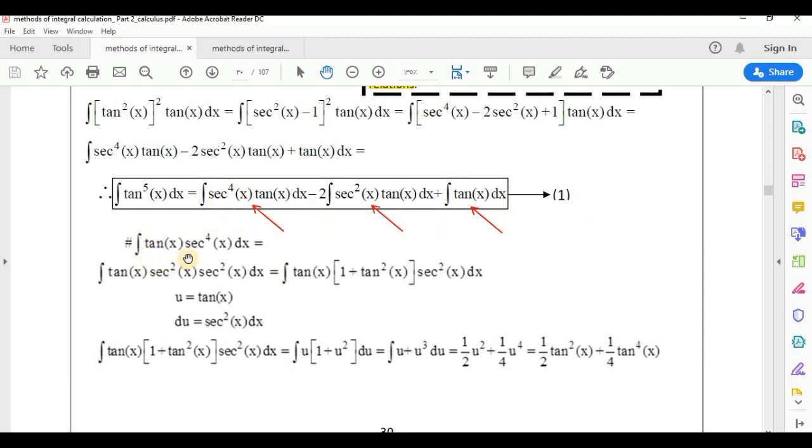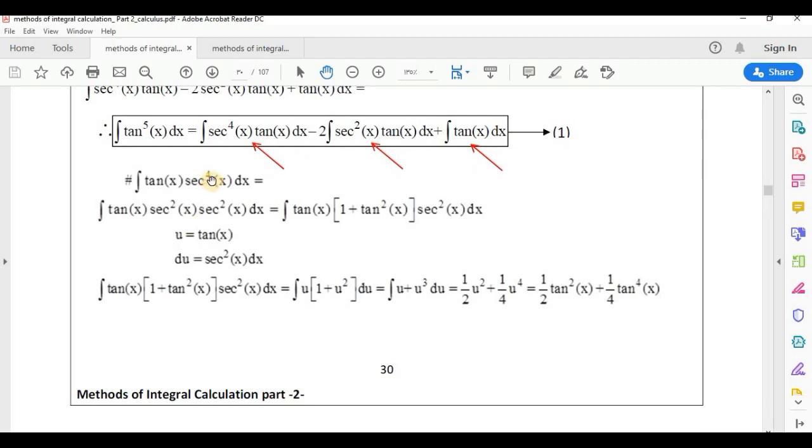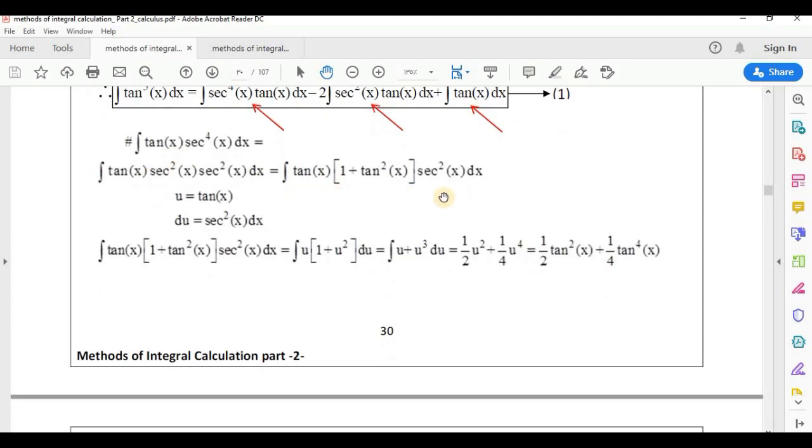The integral for tan x multiplied by sec to the power 4x dx. How will we solve it? We withdraw 2 from the sec. It will become the integral of tan multiplied by sec to the power 2 multiplied by sec to the power 2 dx. Then sec square will be 1 plus tan square. In this case, we can use the substitution method. We will take tan for our assumption, then u will be equal to tan, and du will be sec square dx. Notice we have the sec square dx.